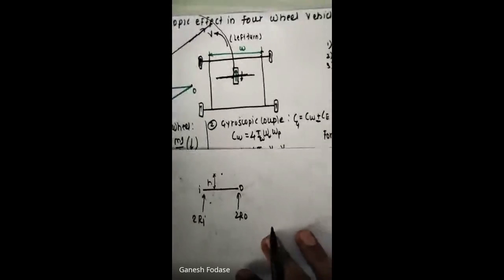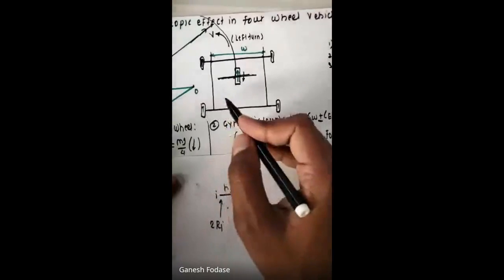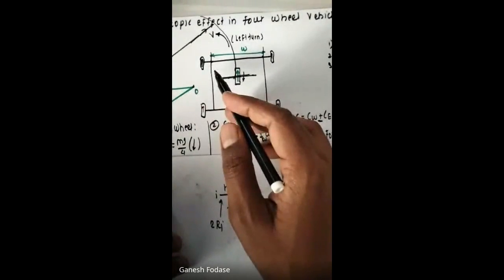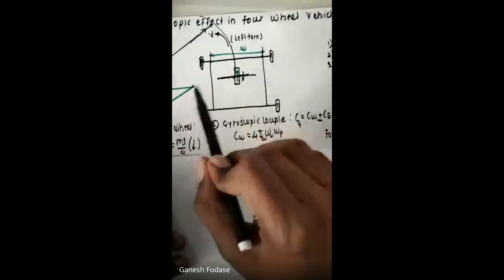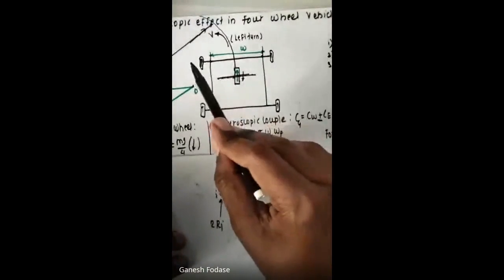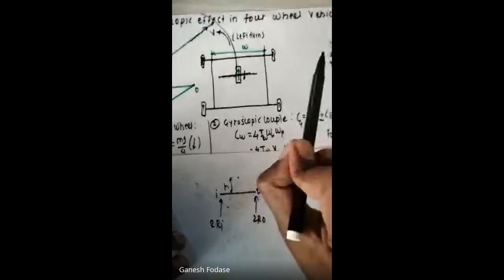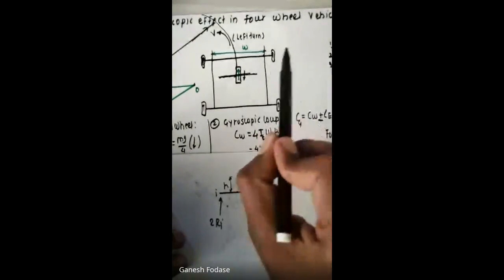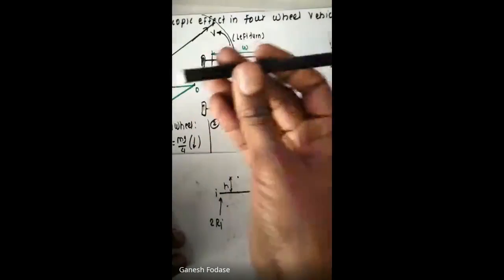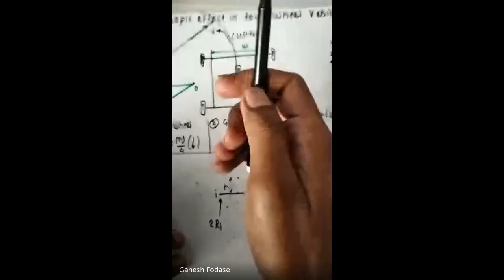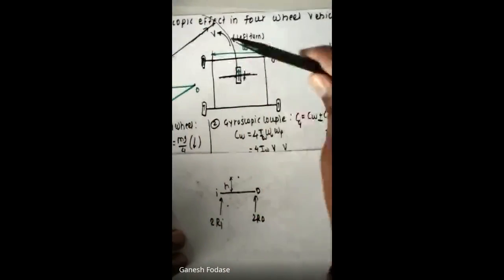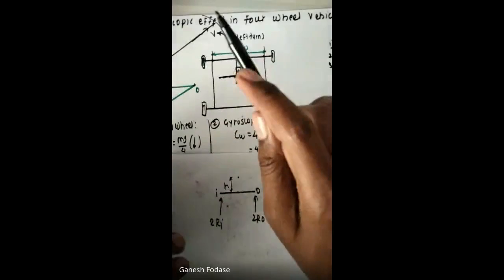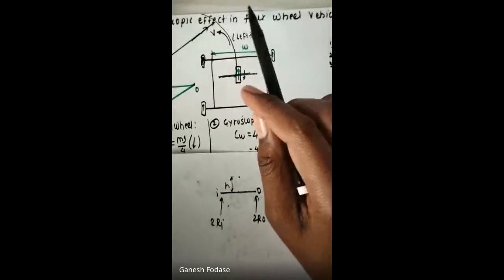Now tell me, in which direction is the centrifugal force acting when taking a left turn? Towards right or towards left? When taking a left turn, centrifugal force must act outward. So this is your direction of centrifugal force. It is toward this side, as the vehicle is taking a left turn. If it is taking a right turn, then always centrifugal force will act in outward direction. I think it is known to you.